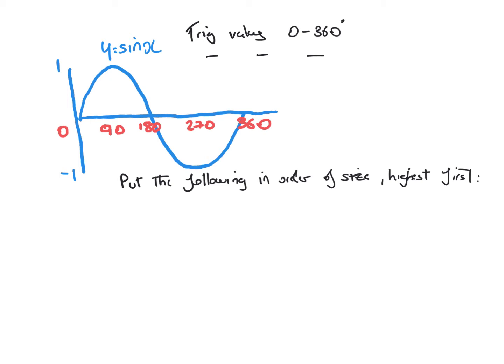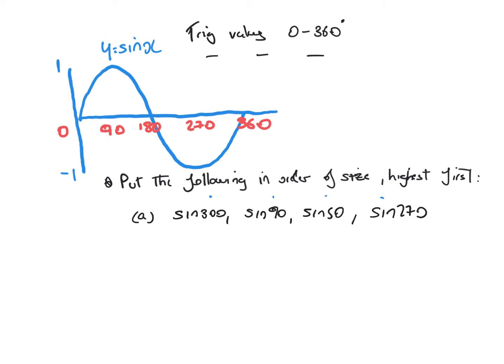This is quite a straightforward task. We're asked to put the following in order of size, highest first. So let's go for part A, and it's going to be sine 300, sine 90, sine 50 and sine 270. Okay, so we need to reorder these four values, putting the highest first, and it is the highest in which they occur on the curve.